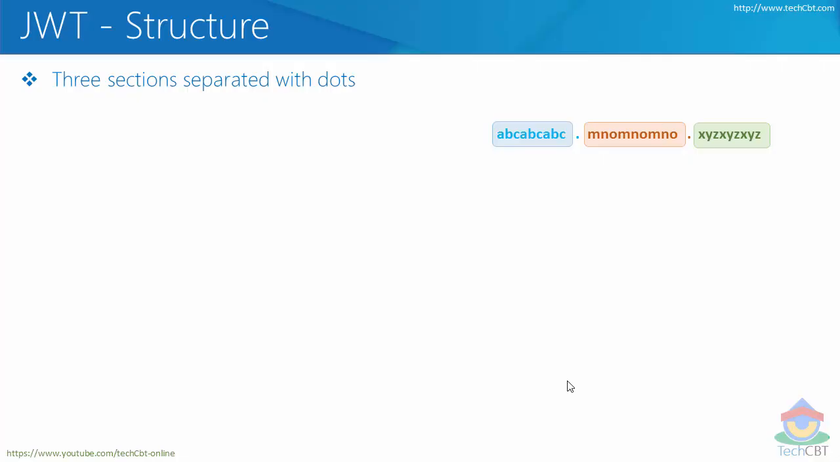First of all, the JWT or JSON Web Token is separated with dots and it has three sections. Which means I have the first section, second section and the third section, all separated using dots. So whenever you see any kind of JSON Web Token, you are going to see essentially three parts, and each of those parts is separated with dots.